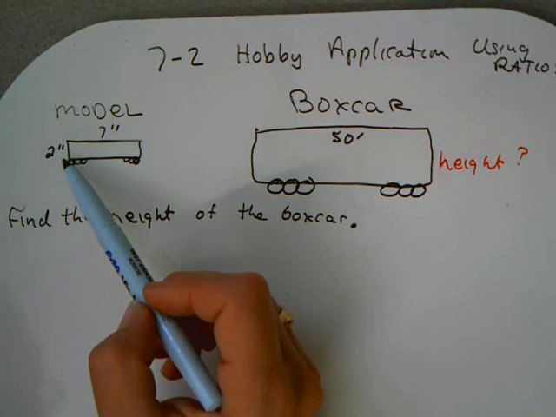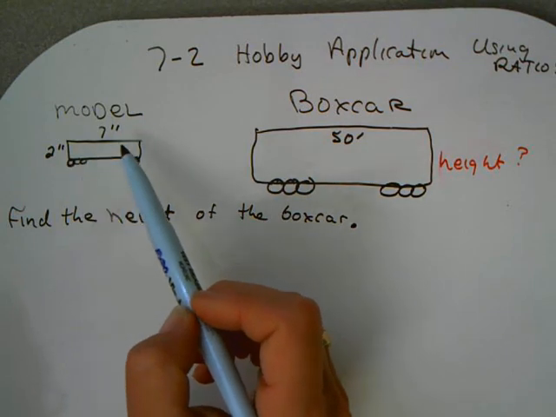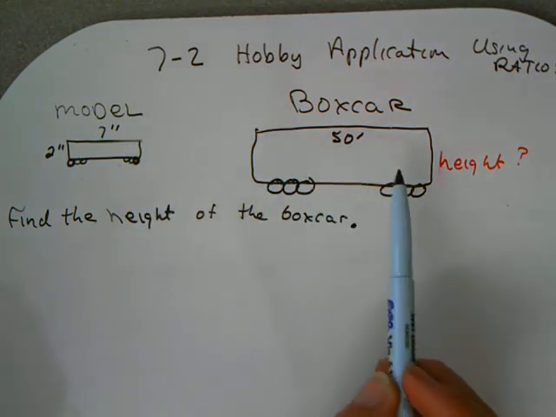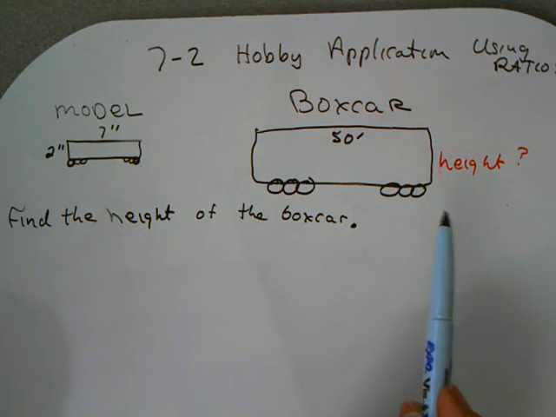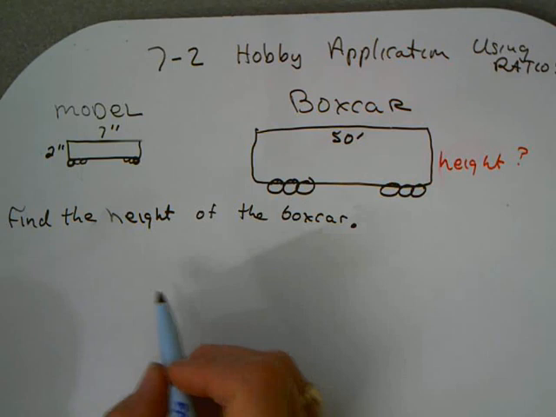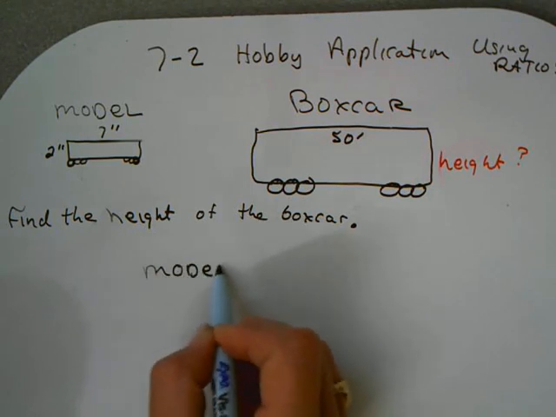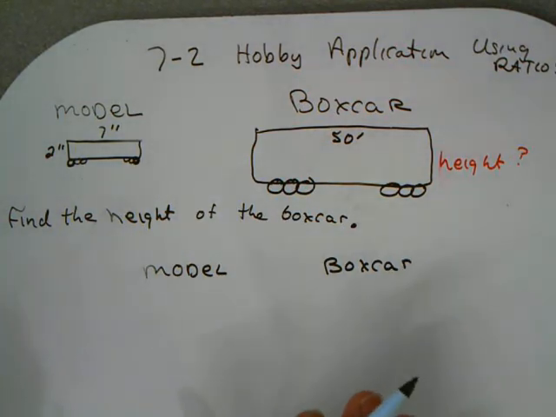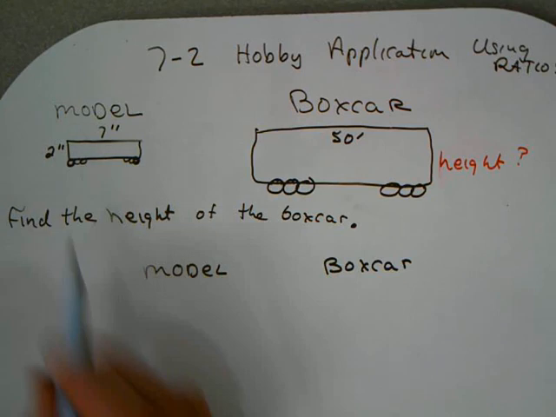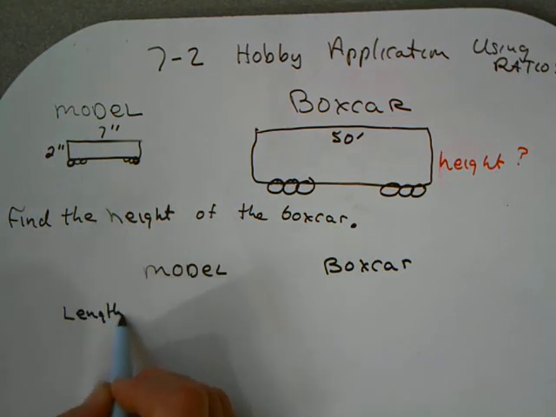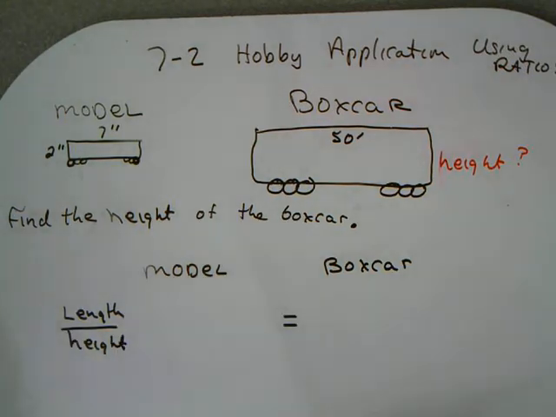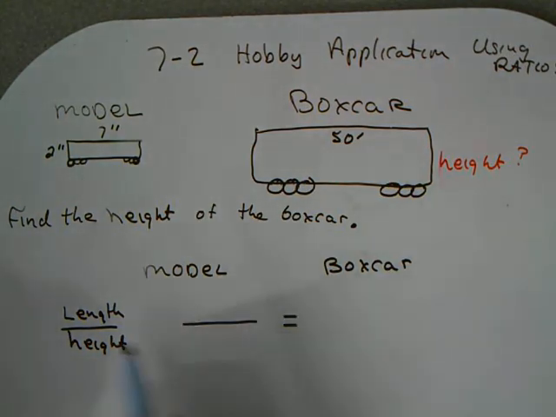So in this case, we know the height of this model is 2 inches, and we know the length of the model is 7 inches. We know the boxcar has a length of 50 feet, and we don't know the height. But that's what we're going to find out. So to set up this proportion, I'm going to say I have a model and I have a boxcar. And I'm actually going to write this out to keep myself straight. And I know I'm going to need a length and a height for each one. And we have to keep these things in the right place so that our proportion works out, so our means and extremes are correct.